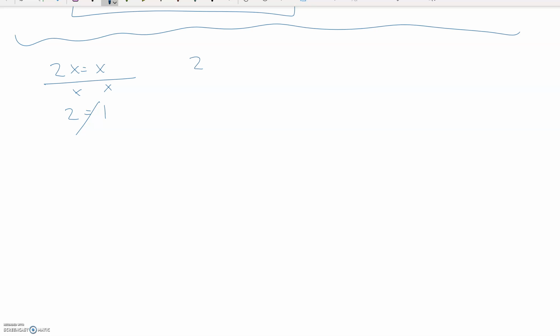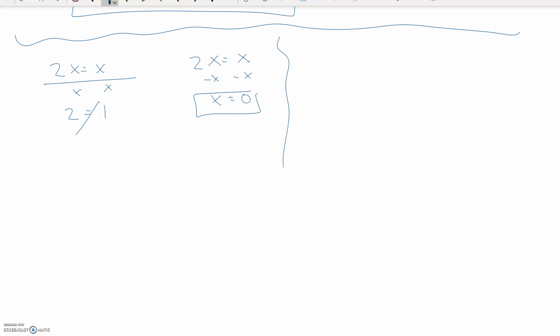You can't do it that way. The correct way to solve 2x equals x is to subtract x, get everything on one side. 2x minus 1x is 1x, and on the right hand side we'd have 0. x equals 0. That's the right way to do it.